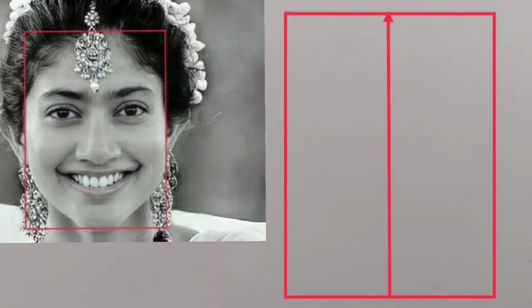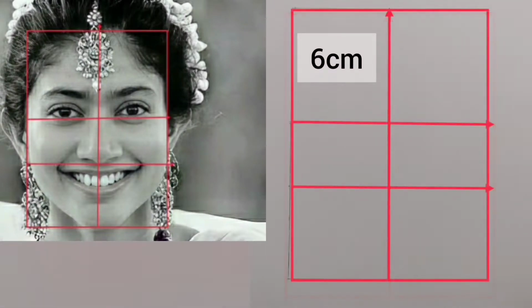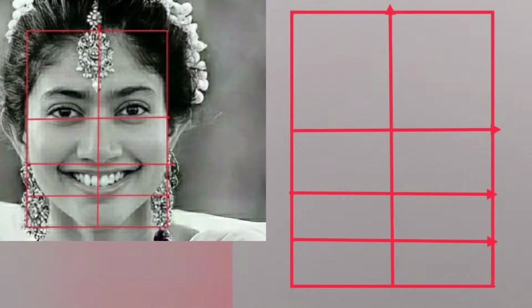Now I'm going to draw a rectangle and then divide it vertically. Draw a horizontal line across the eyes and nose according to the reference photo. Now, divide this distance in half and this point will be the bottom point of the lips.